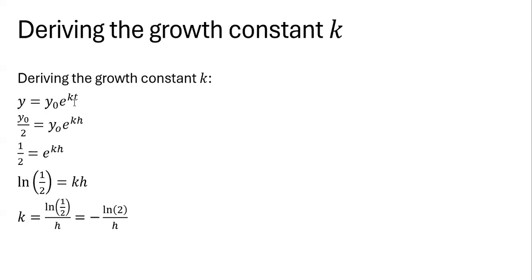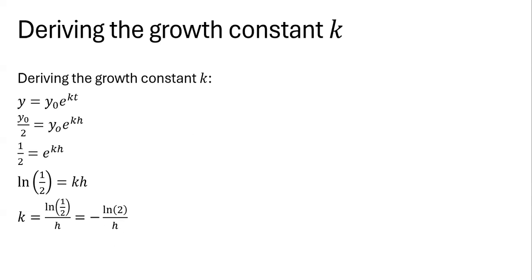Well, we start with the general formula. For half-life, we want half of y0, so our final value is half of y0, and the amount of time that passed is the half-life, h. So we solve for k: we divide by y0 on both sides, take the natural log of both sides, and divide by h. So we get ln half over h, which, like I did in the slide, by properties of logs is ln 1 minus ln 2. ln 1 is just 0, so it's minus ln 2 over h. So that's how we derive it. You might learn this in calculus.